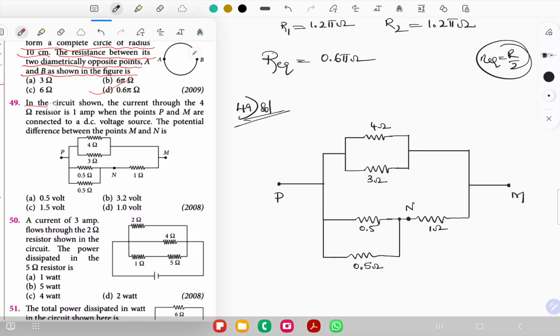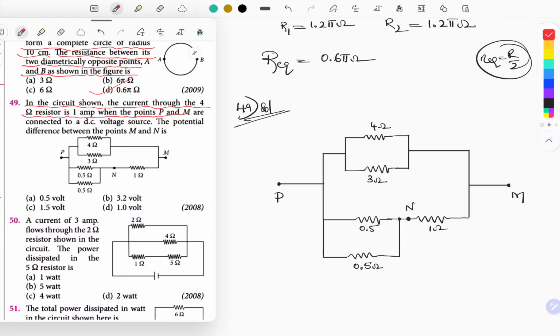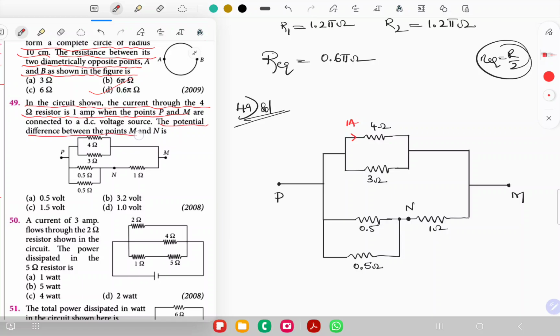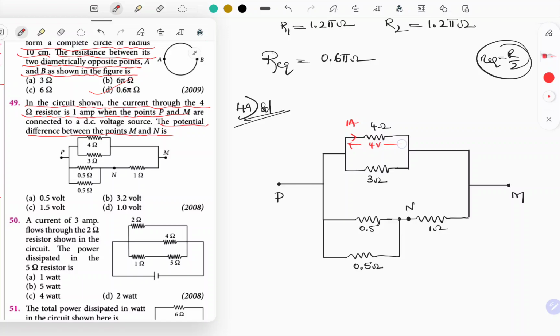Let's try the next question. In this circuit shown, the current through 4 ohm resistor is 1 ampere. When the points P and M are connected to DC supply or DC voltage source, the potential difference between points M and N, they are asking. First of all, let's find out voltage across this. V is equal to I into R. I is 1 ampere, resistor is 4 ohm, so it's going to be 4 volt.